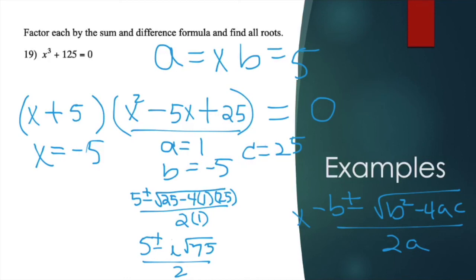Can I take some stuff out? Yes, you can. A double 5 and a 3. So you bring out the 5 and you put a 3 on the inside. That's the square root of 3, correct?